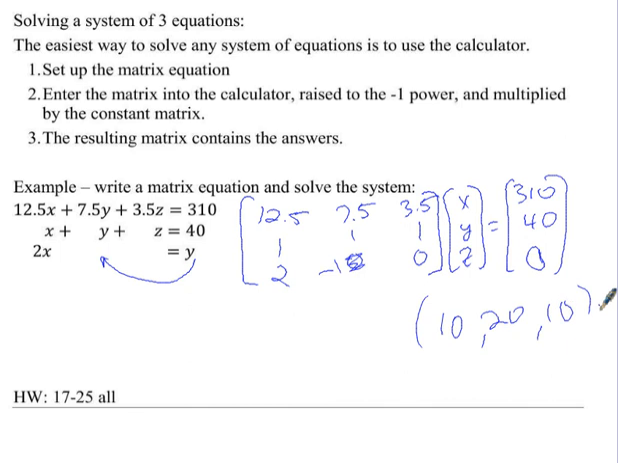Ten, 20, 10. Now the reason that your calculator is giving you a little decimal point after each one of those numbers, if you look, you see a decimal there? It's because of the fact that you have these decimals here. So it's defaulting to giving you a decimal answer, but they're exact, so they're just going to give you the 10 point. Those are the answers. And that's it for the section. 17 through 25 all. That's 8, 9 problems, something like that? You're using a calculator. You should be able to crank this thing out pretty easily.